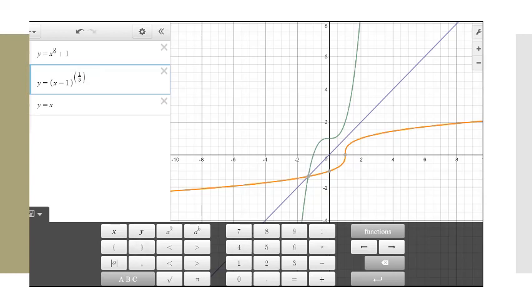Okay, there we go. So x minus 1 to the 1/3 power is the same as the cube root. So look at the green graph and the orange graph. They are also reflected over what's called the y equals x graph. Okay, so that is essentially what an inverse is.